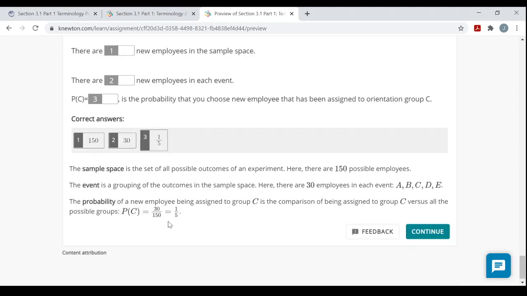Again, they go into the 30 out of 150, but reducing it to 1/5. So again, I think they're expecting you to reduce your fractions. So please do, unless they say otherwise. Unless there's some problem where if you read the instructions, they say, just don't worry about it. They might have that in some of these.